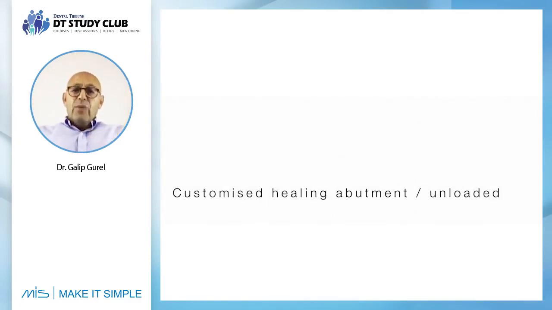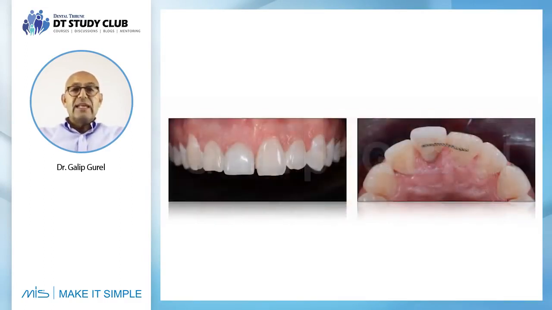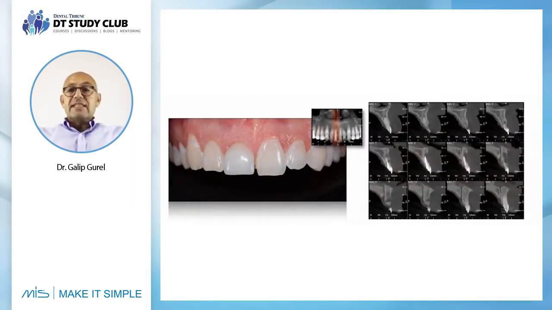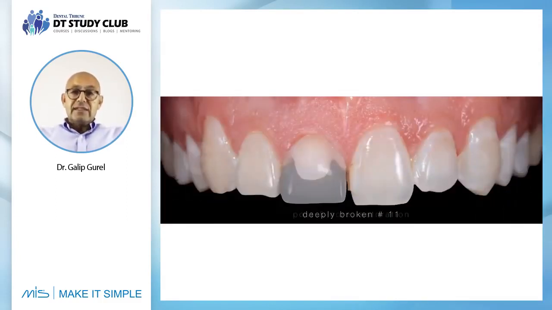Well, what about a customized healing abutment unloaded? Well, look at this case. The patient has a lot of bone resorption, trauma. Again, this was a case where we did a single crown years ago. He's breaking this the second time. We see almost no bone on the facial side of this. So what we have to do is simply go ahead and extract it.